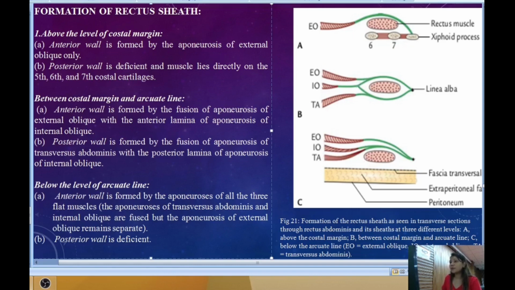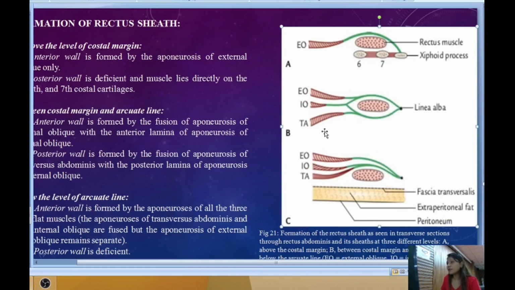Now in between the costal margin and the arcuate line, the anterior wall is formed by the aponeurosis of the external oblique and the aponeurosis of the internal oblique, but internal oblique has two lamina, anterior and posterior. So the anterior lamina of the internal oblique and the aponeurosis of the external oblique form the anterior wall, and the posterior lamina of the internal oblique and aponeurosis of the transversus abdominis form the posterior wall.